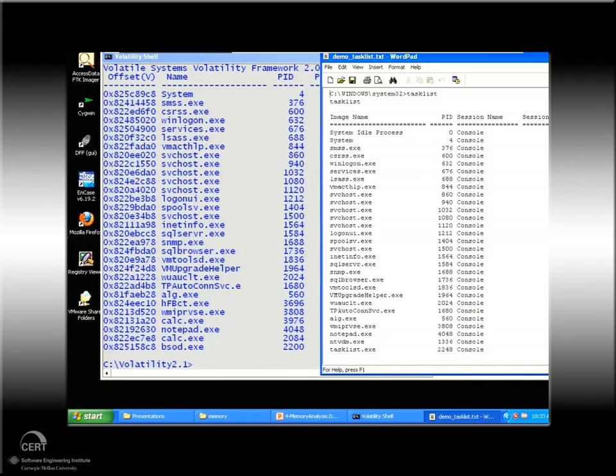But the point is that, like you guys mentioned, a number of different processes, right? Calc, HFBCT, BSOD down there at the bottom. You have all of these processes that are basically not showing up in the task list output. Does anyone have any idea what that indicates? Well, it hides itself. A rootkit hides its own process. Yeah. And now, anyone have any idea what type of rootkit this is?